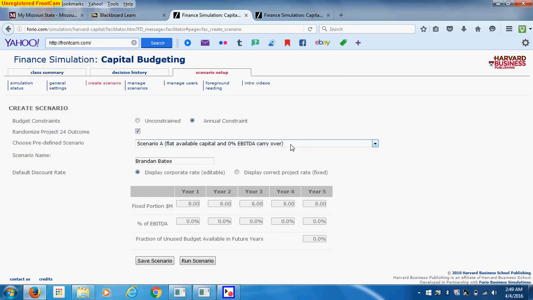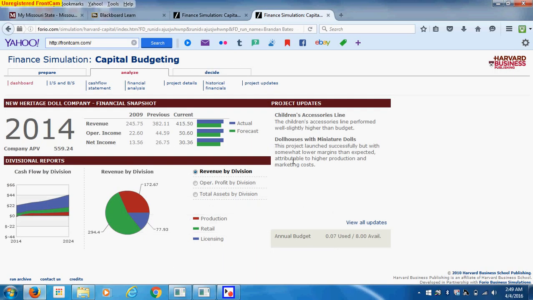For my capital budgeting, I chose to do scenario A, which has a flat available capital and 0% EBITDA carryover. From the time of 2009 to current, so 5 years, I had a company APV of 559.24.